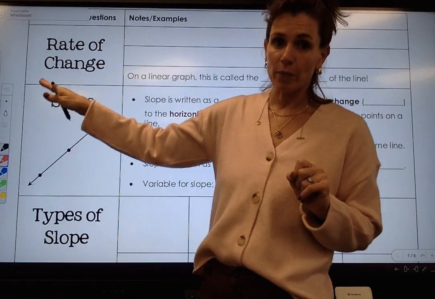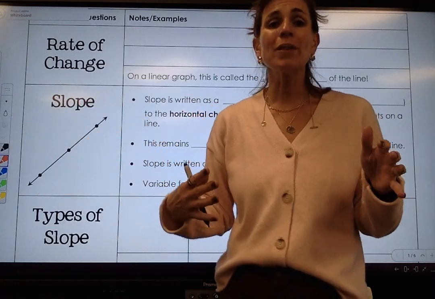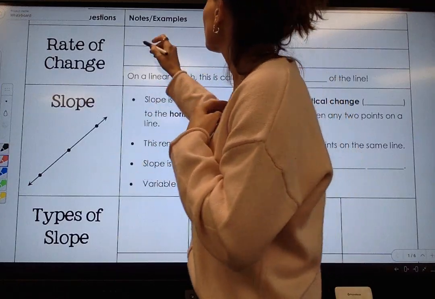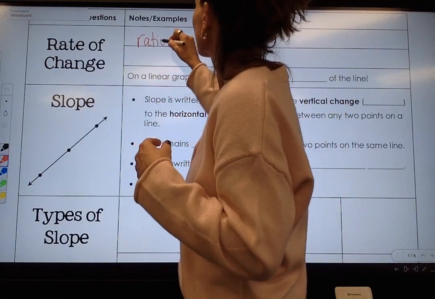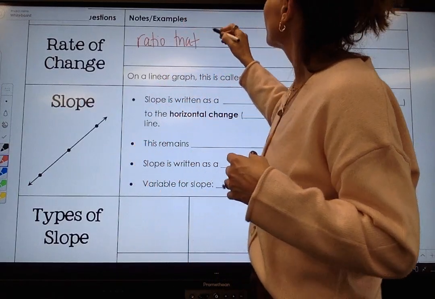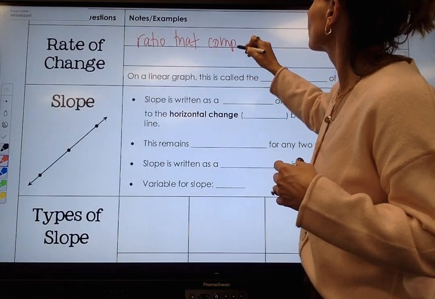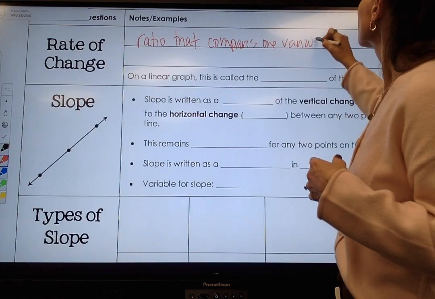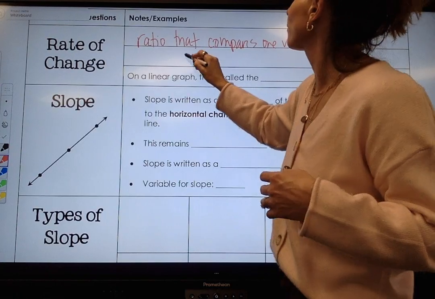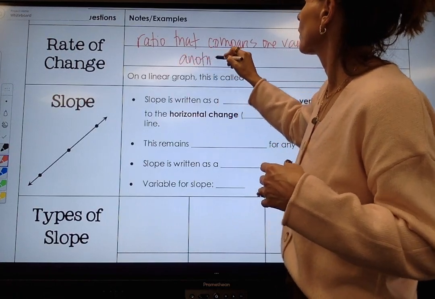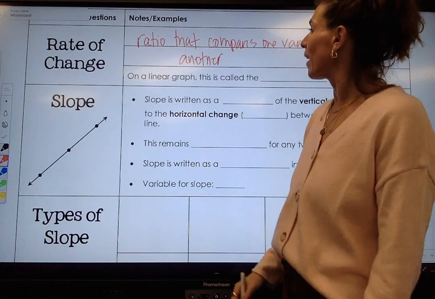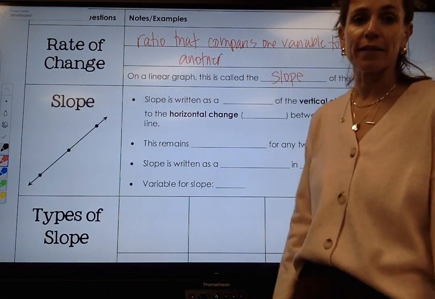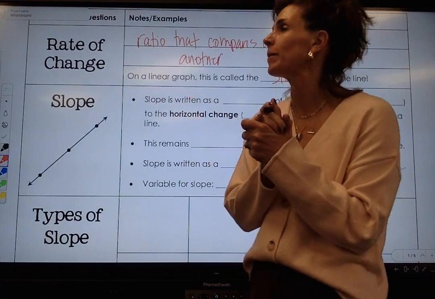First, we need to talk about a rate of change. So slope is also called a rate of change. And what is a rate of change? It is a ratio that compares one variable to another. Okay? And on a graph, this is called the slope of the line. That's why we're talking about it. So we have to understand what it means.